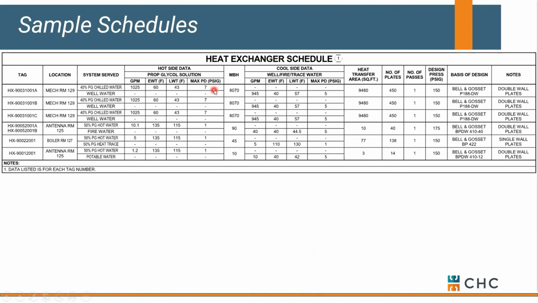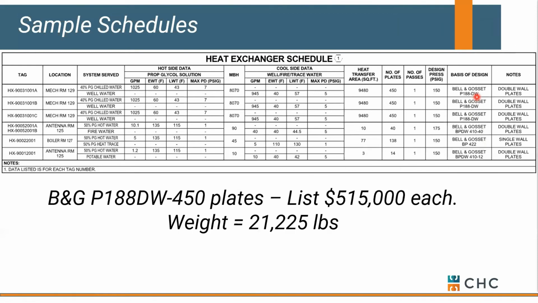7-pound pressure drop on the hot side, only a 5-pound pressure drop on the cold side, and in this case, a double wall construction. This unit, this P188, is the largest heat exchanger that B&G makes. And with 450 plates, it carries a list price of $515,000 each. You've got 1.5 million sitting here with 3 heat exchangers.